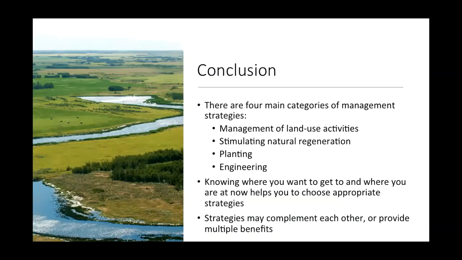So in conclusion, there are 4 main categories of riparian management strategies. We've got management of land use activities that Noreen talked about last class, stimulating natural regen, planting, and engineering. I'm sharing them now because at this point in the course, knowing where you want to get to, your vision, and where you're at now helps you choose what's appropriate for you.